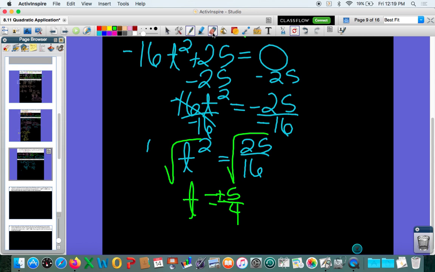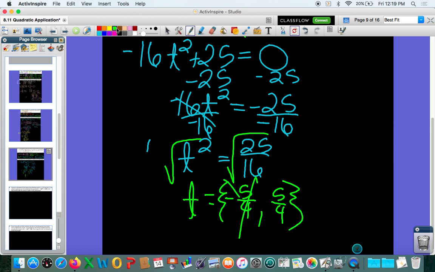Time cannot be negative. So, for example, usually I would list, normally, I would say t is equal to negative 5 over 4 and 5 over 4. And then we would have our nice squiggle lines. However, in this case, we cannot have the negative. Time is not going to be negative. So the only answer is t is equal to 5 over 4 seconds.